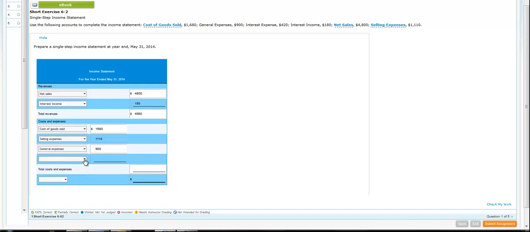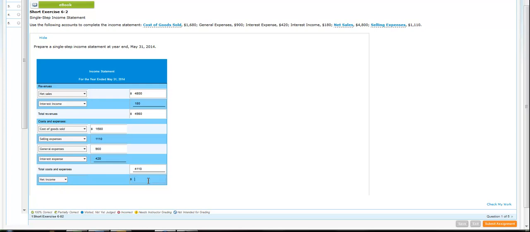And then our last one would be interest expense. Interest expense is a cost of borrowing money. So our interest expense is $420. So then I will add up my total expenses, which is $4,110.